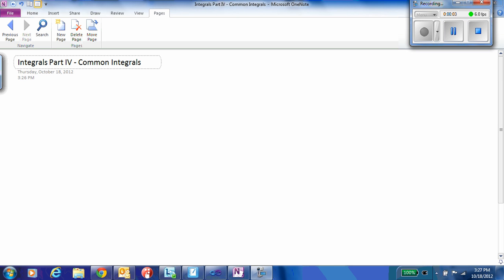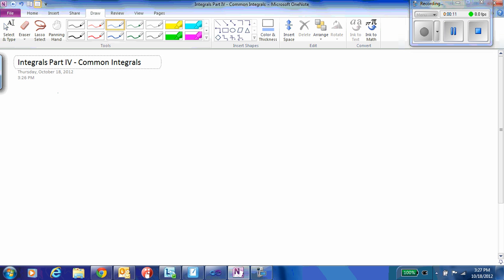Integrals Part 4, Common Integrals. These are some that you're just going to need to remember. We already came up with one of them, which was the integral of 1 over x dx is equal to the natural logarithm of x plus a constant.